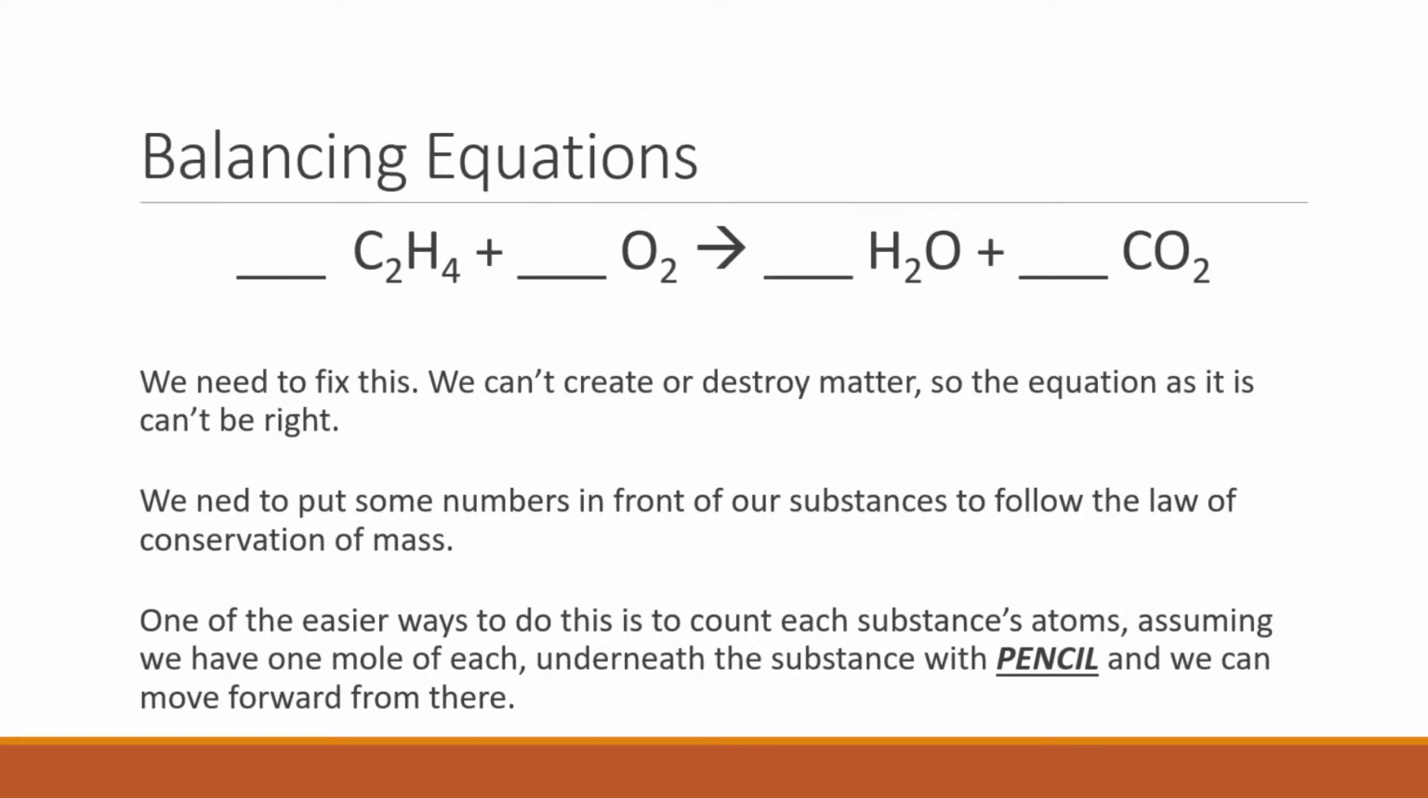The first step, the first thing I like to do when I'm balancing an equation, before you really get the hang of it and can start doing it quickly or start doing it in your head, it's really important to write out each piece. So I would look here, and with a pencil, I would go underneath each substance and say, okay, 2 carbons, 4 hydrogens. In O2, I've got 2 oxygens.